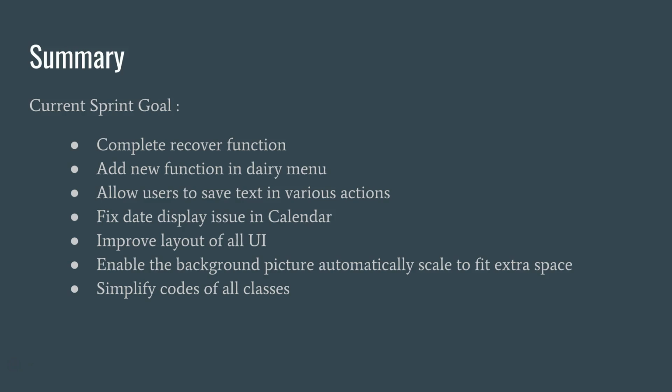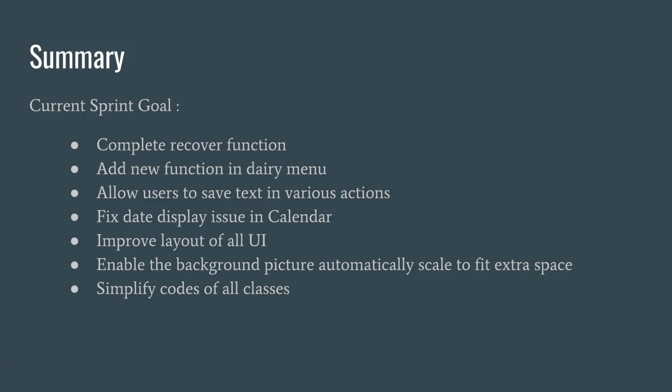So the summary for this current project sprint is, I first completed the recover function and added a new function in the diary menu that allows users to save text in various actions, before the user had to manually click the save button to save the text. So if they just turned the page without saving, they would lose everything. Or if they closed the app, they would lose everything. So it's annoying. Now I fixed it.